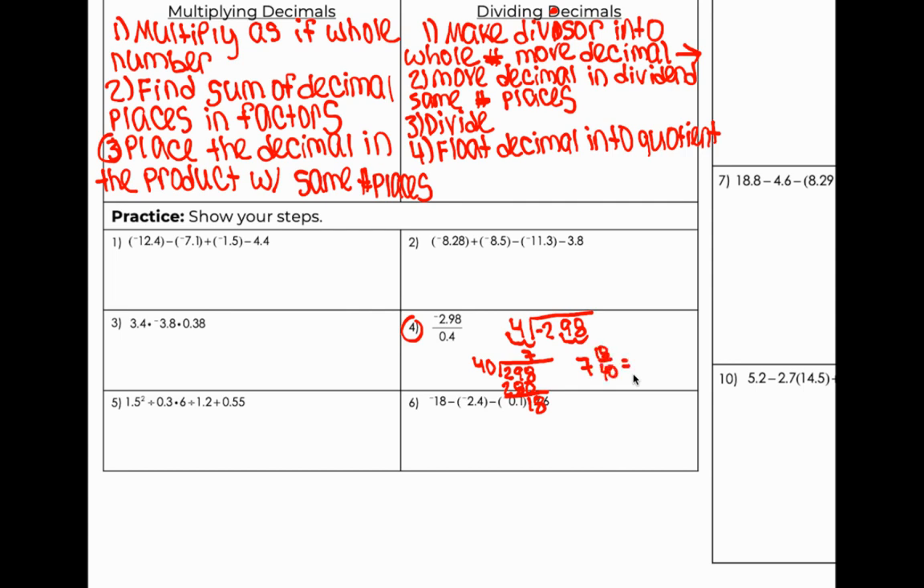And if you were to convert that, and sorry, it's a negative. I forgot the negative here. If you use a calculator to convert that, that's negative 7.45.